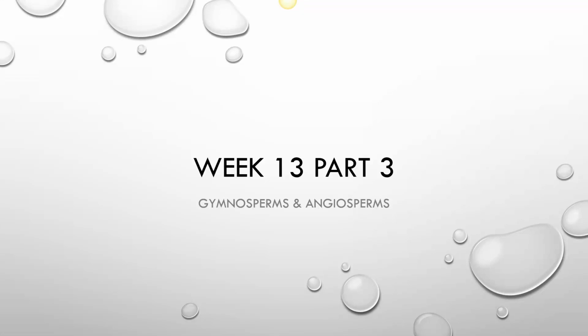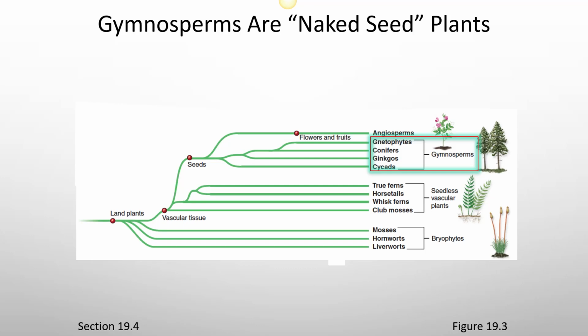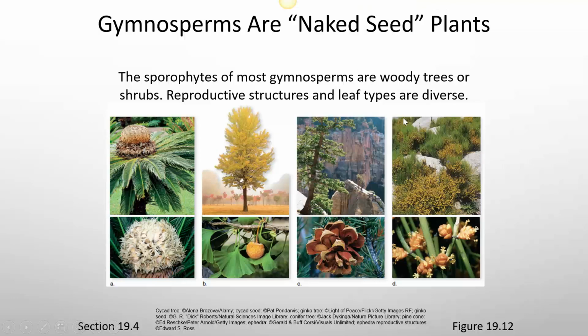The last section for this week talks about gymnosperms and angiosperms. The development of seeds allowed for reproductive advantages to allow these things to grow and spread and be dispersed in other parts of the world. So seeds allowed for the development of gymnosperms and angiosperms.